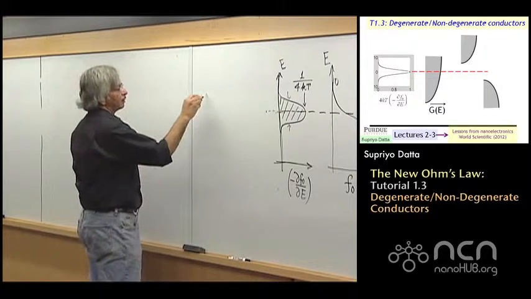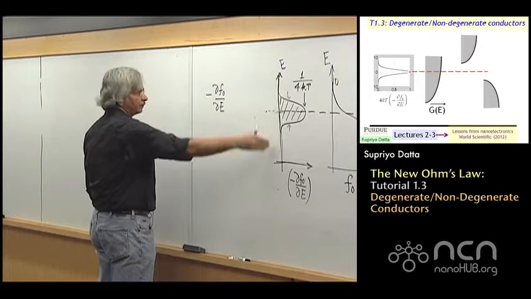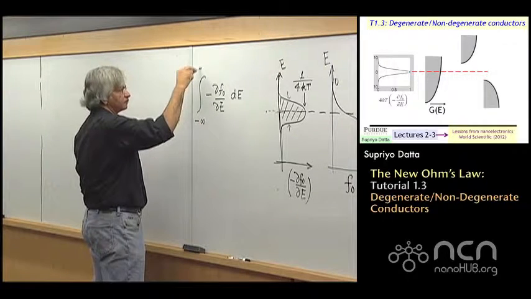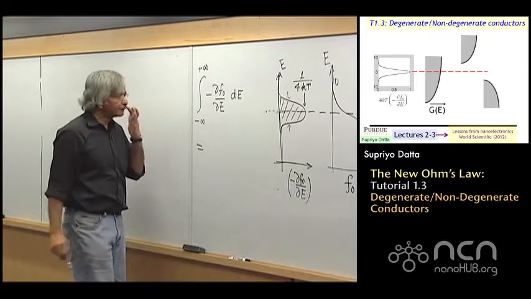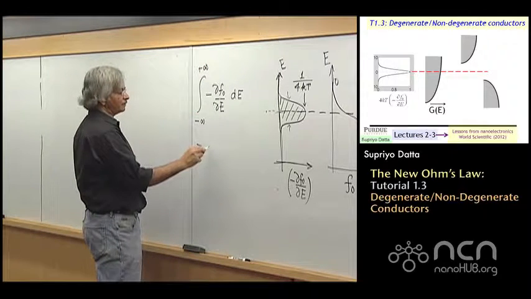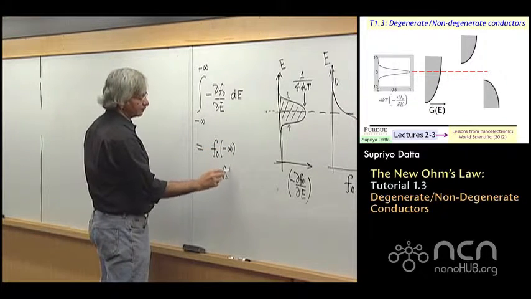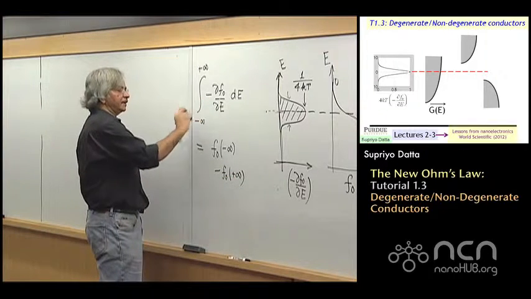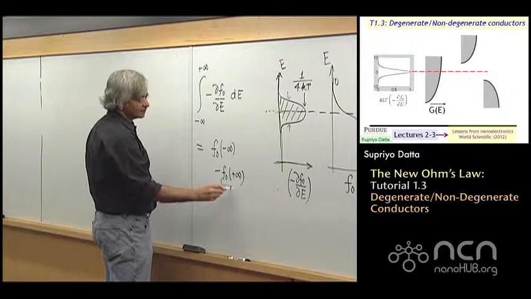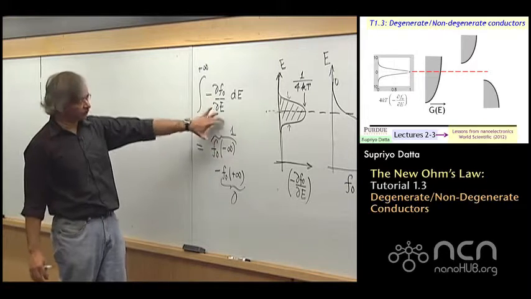So I've got this function, minus ∂f0/∂E. And what I want to know is the area under the curve when I integrate over energy. So I multiply by dE and integrate from minus infinity to plus infinity. Okay, this is easy because this is basically just df0 at two ends. So what you really have is f0 at minus infinity minus f0 at plus infinity. Because of that negative sign, I've reversed the limits of the integral. And the Fermi function, as you know, has the property that this is 0 and that is 1. And so the area under the curve is just 1. 1 minus 0 is just 1.